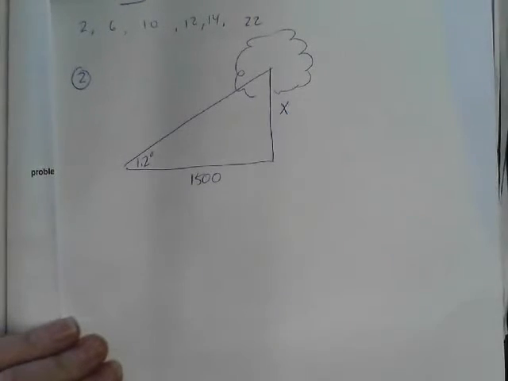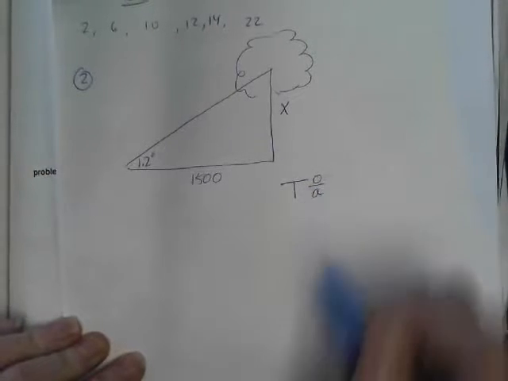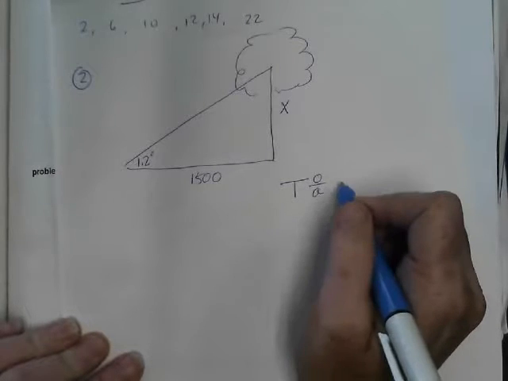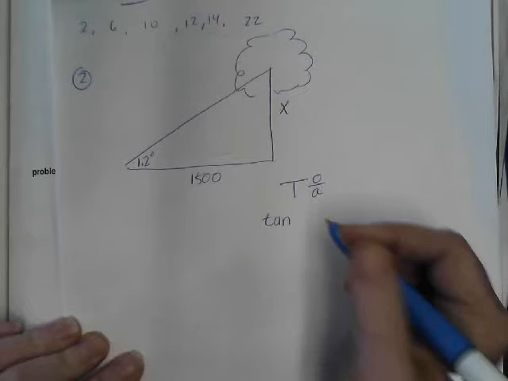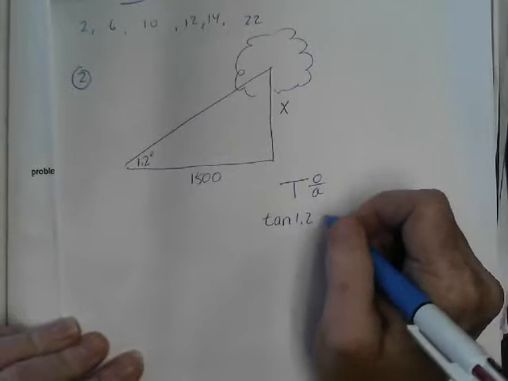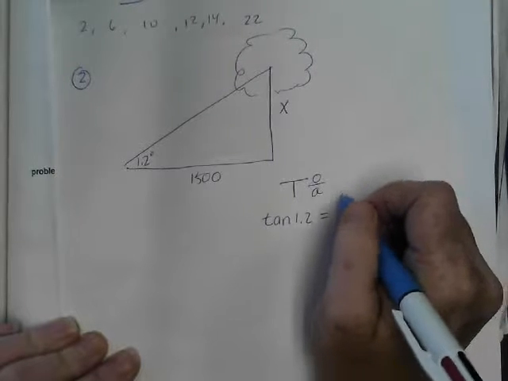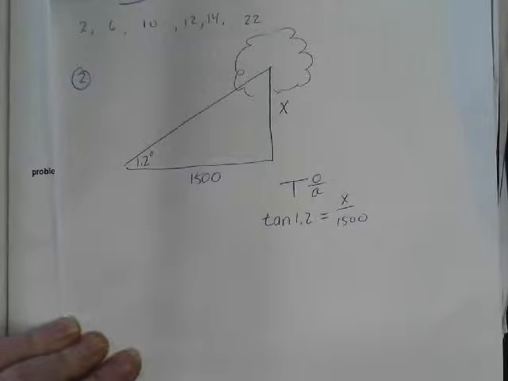You could just say tangent is opposite over adjacent. So I'm going to do it this way, and then I'm going to show you the way the book wanted you to do it. Tangent of 1.2 equals opposite over adjacent. Right? Do you guys recognize that? Remember when we took the clinometers outside?